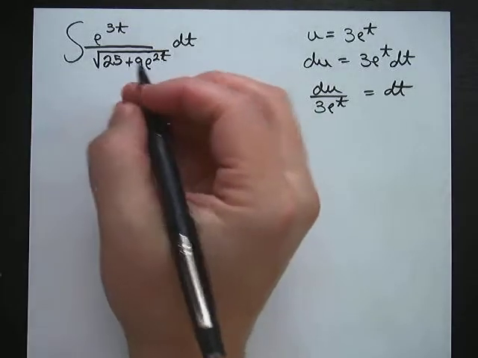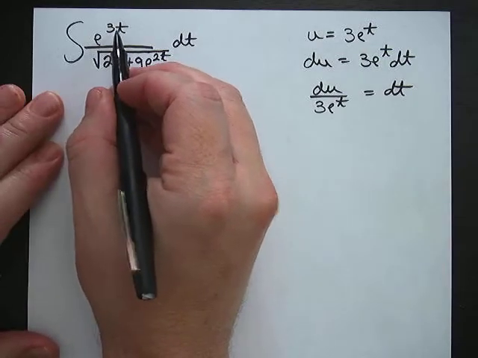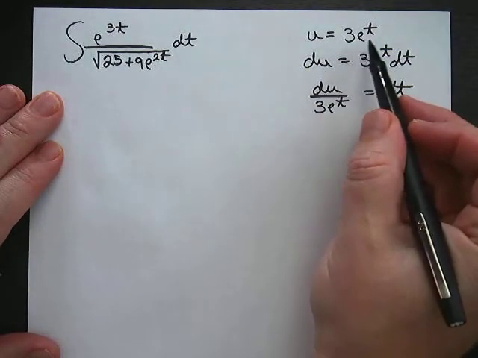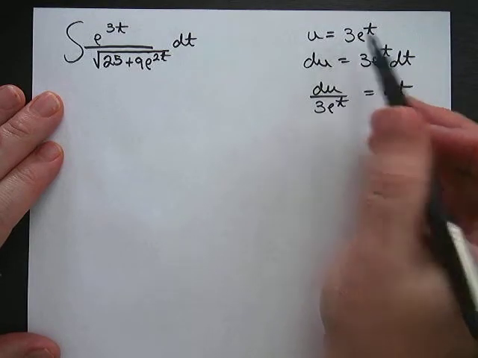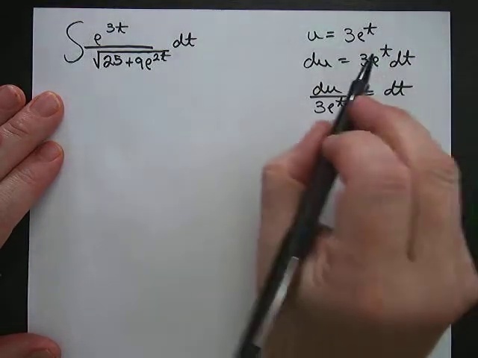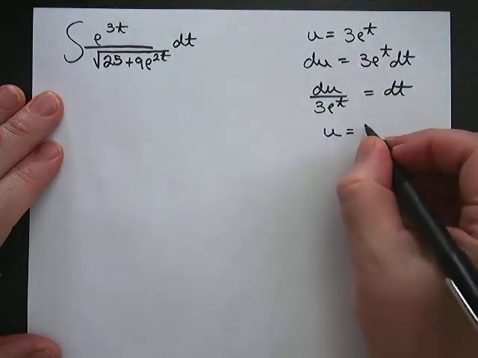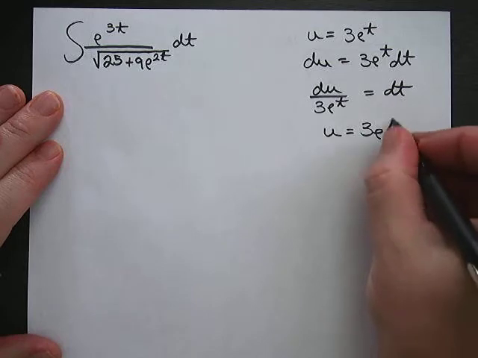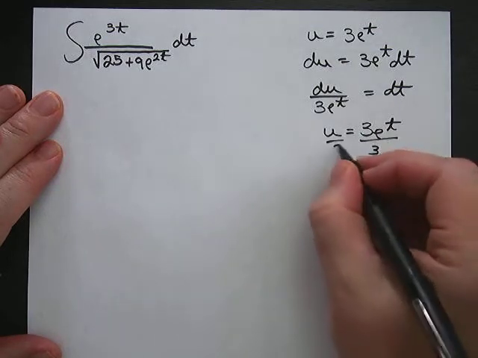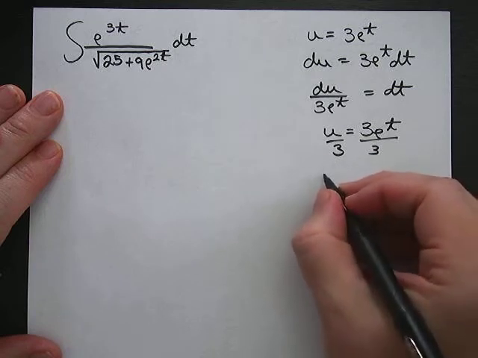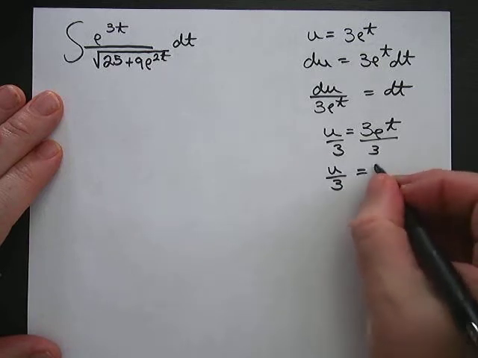So we look at this problem and we say, okay, well this has an e to the 3t, but what we have over here is this. So it doesn't quite look the same. The exponent's wrong and we have a 3 out front. So the first thing I can do is take care of the 3 out front. If u is equal to 3e to the t, then we can simply divide by 3 on both sides, and you get that u over 3 is equal to e to the t.